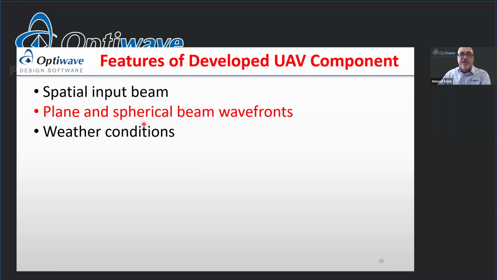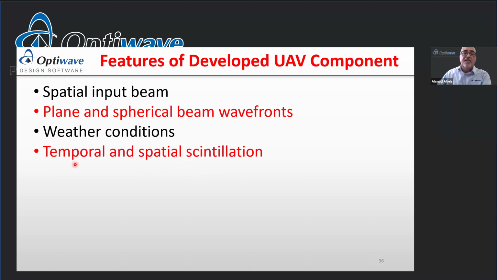There is a lot of functionality there and sophisticated models to address these weather conditions. We support temporal and spatial scintillation algorithms, so you can look into gamma models, and you can look into log normal model for temporal. We address in other components, for example, Malaga, negative exponential, as well as, for example, K model.